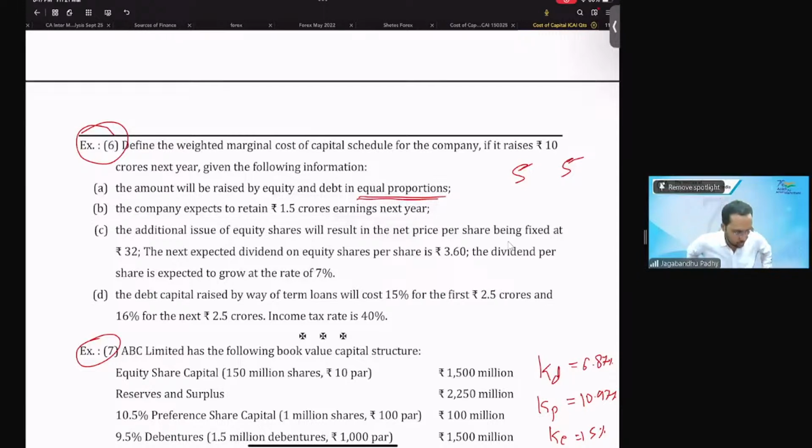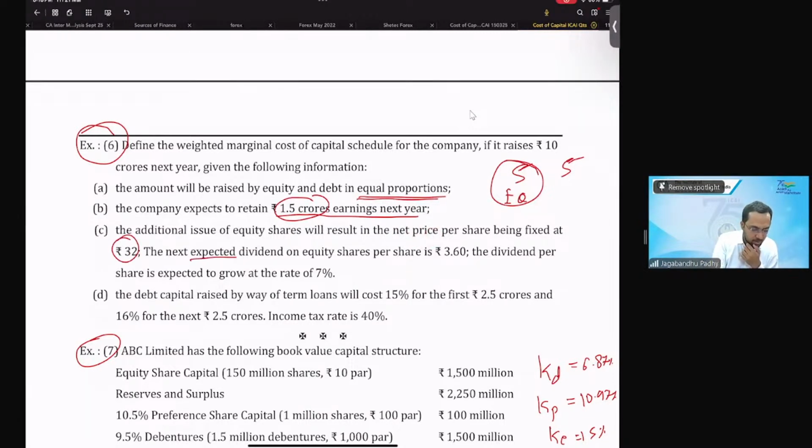The company expects to retain 1.5 crore earnings next year. So out of the 5 crore equity, 1.5 crore is by way of retained earnings. The additional issue of equity shares will result in a net price per share being fixed at 32.